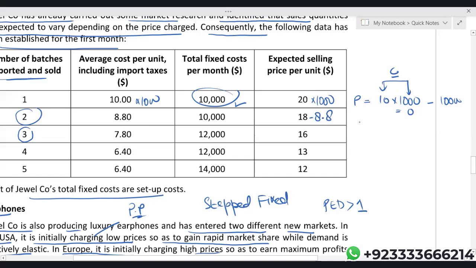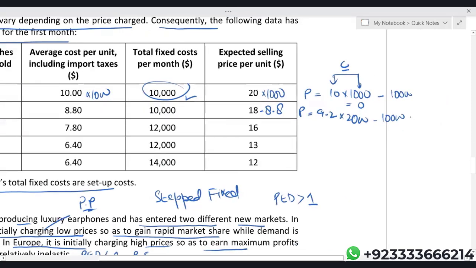18 minus 8.8. Let's see what profit I'm getting. 18 minus 8.8, I'm getting 9.2. But this time we are selling 2 batches, means 2,000 units. 9.2 multiplied by 2,000, I'm getting 18,400 minus the fixed cost, which is 10,000. So how much profit are we getting? 8,400. So if Jewel Company deals with import and they sell 2 batches, they will be generating a profit of 8,400.